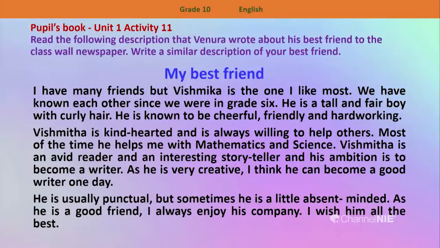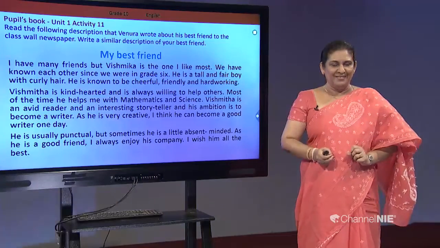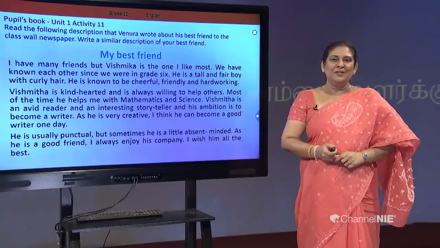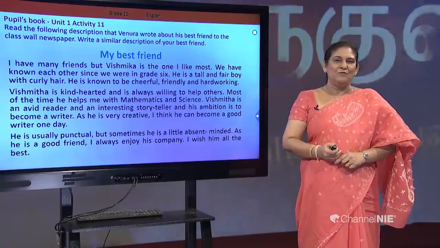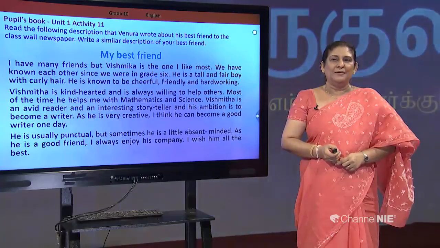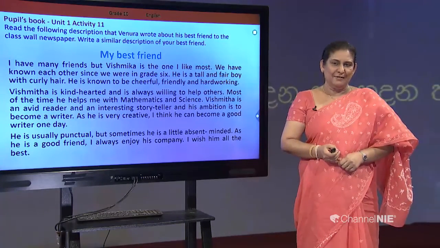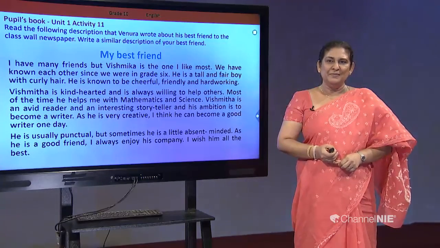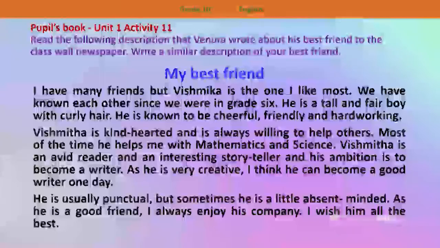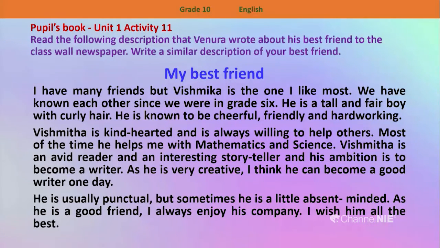Right. Now we talked about everybody except your friend. So now we are going to talk about your friend. This is also from your pupils book, Unit 1, Activity 11. Take out your books, children. Read the following description that Venura wrote about his best friend to the class wall newspaper. So this is what Venura had written about his friend to the class wall newspaper. Write a similar description of your best friend.